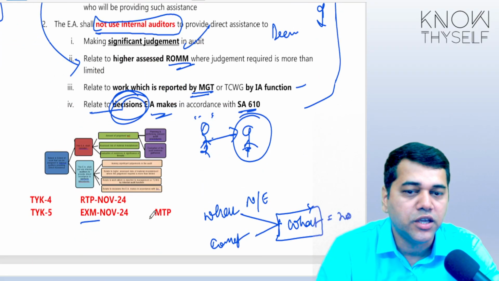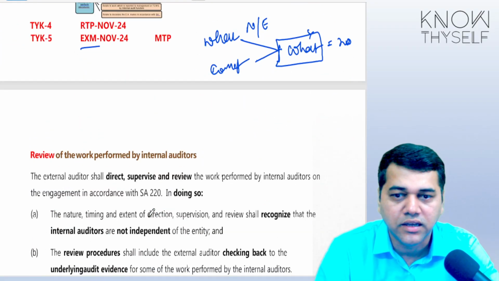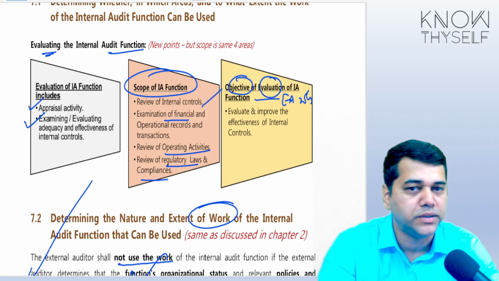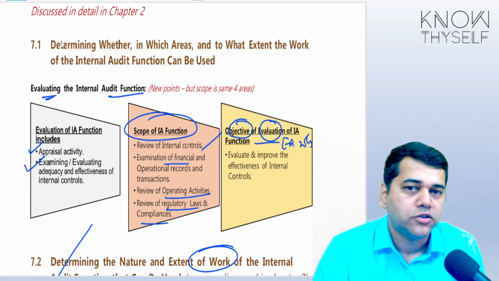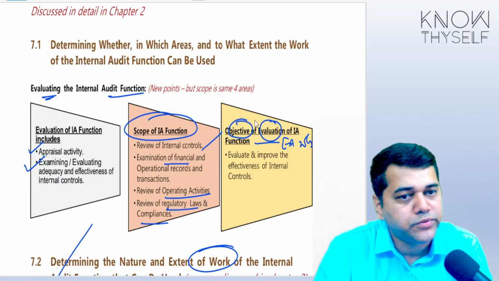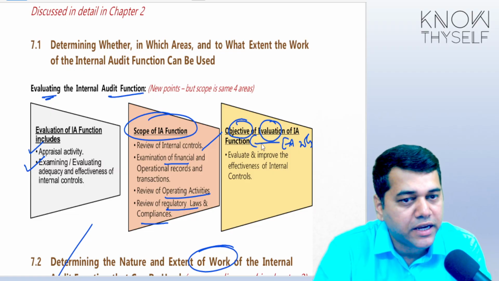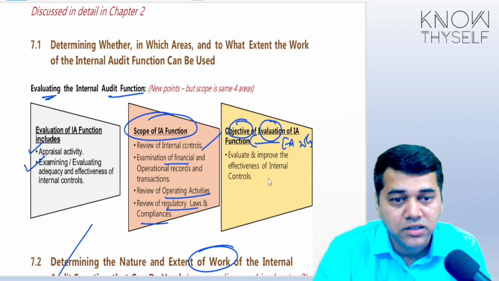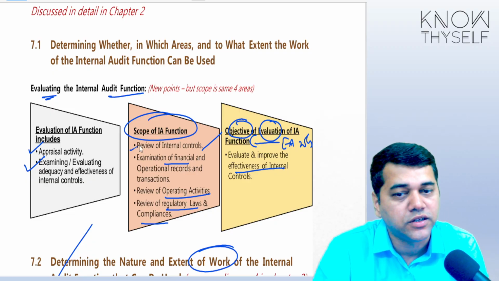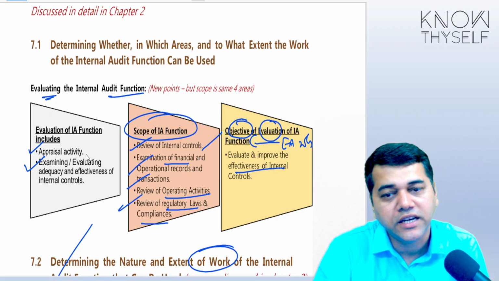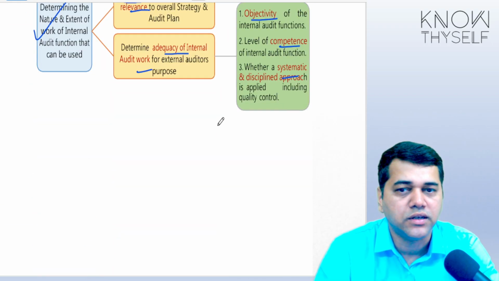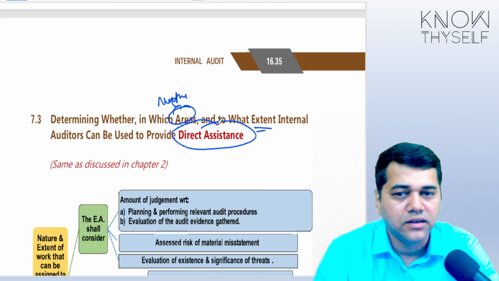Let us see some of the Q&As, and before that, we will just see this also. Chapter number 16. You can open chapter number 16. Yesterday only we saw: what is the objective of evaluation of internal audit function? In brackets, you can write by the external auditor, to check the effectiveness of the control. What exactly is the scope of the internal audit function? The 4 areas, and it includes appraisal of activity. So first we have seen this evaluation of the work, and only 2 slides were there.